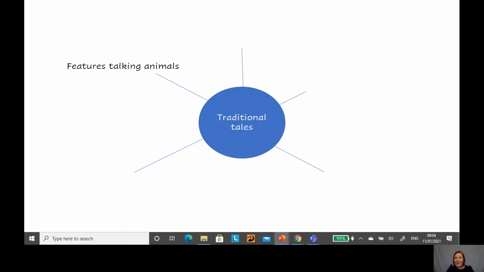Often, traditional tales feature animals talking. So when we think about the Three Little Pigs, Goldilocks and the Three Bears, Little Red Riding Hood and the Big Bad Wolf, in traditional tales, often we get animals that can talk, and that's one of the key features.